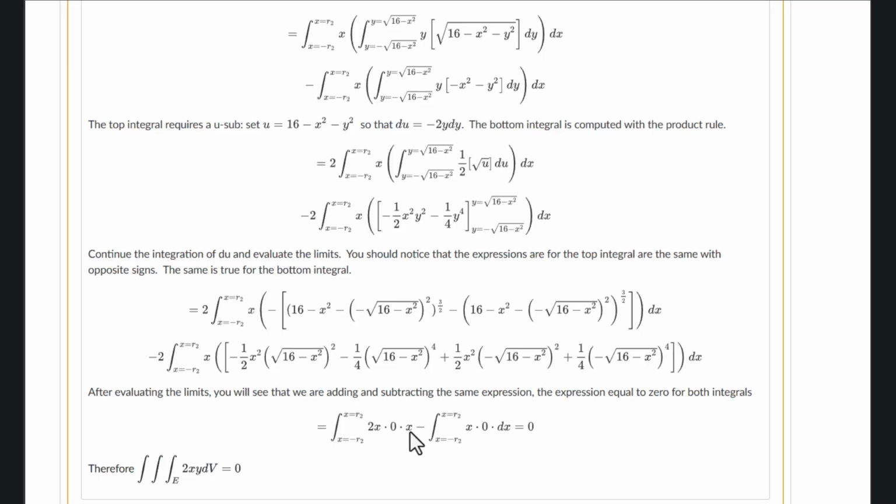This should be dx. The integral of 0 is always 0 for a definite integral. So both of these integrals are going to be 0. That tells us that the integral of this particular function over this region is 0. What this is telling you is that if you're totaling up the values of your function, it should equal 0.